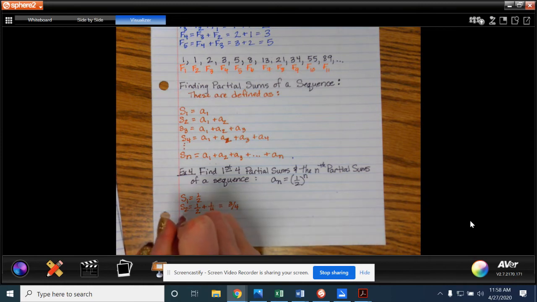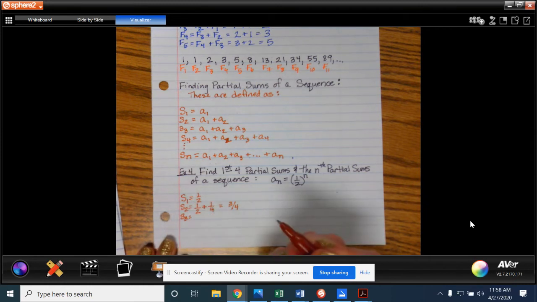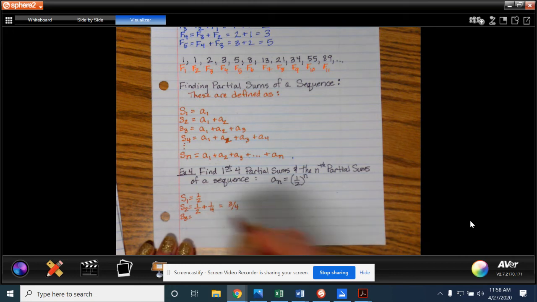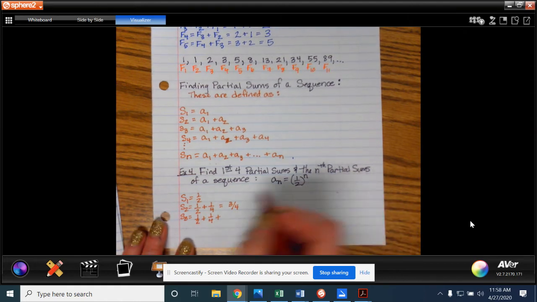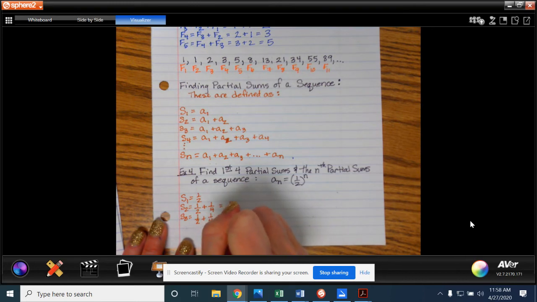And then I have, what's S of 3? Well, that's going to be the first 3 terms in the sequence. So I have 1/2 plus 1/4 plus, what's my a of 3? We'll plug in 3. I have 1 cubed is 1. 2 cubed is 8. So that'd be 1/8. Then you're going to add them together, and I get 7/8.